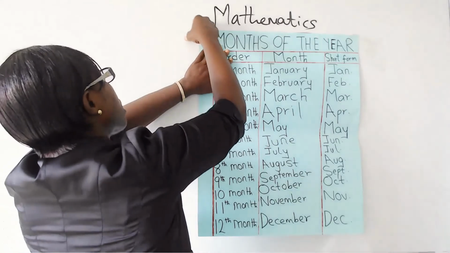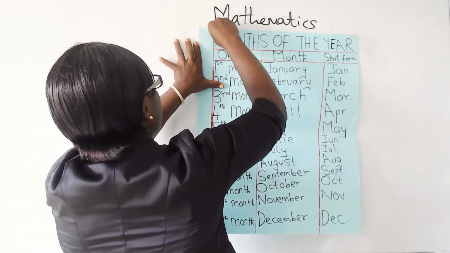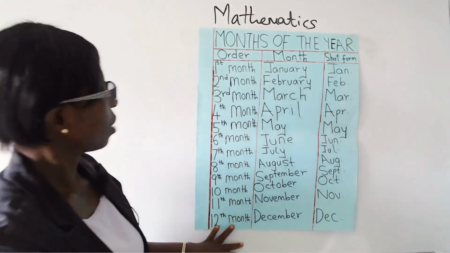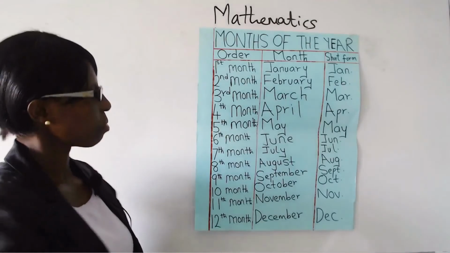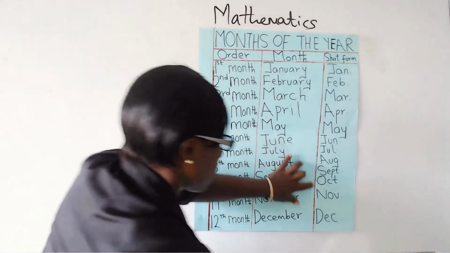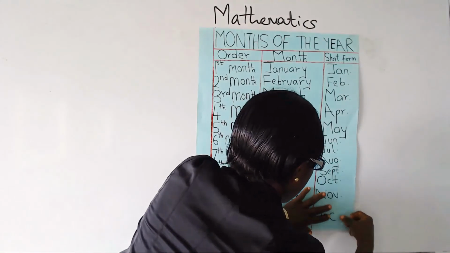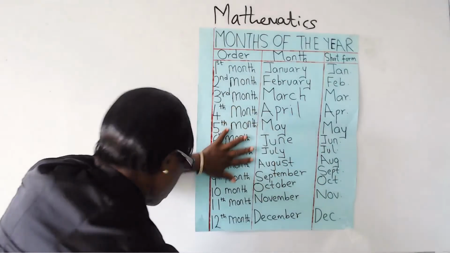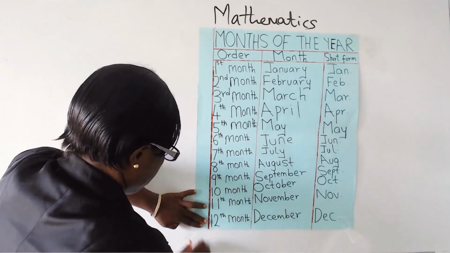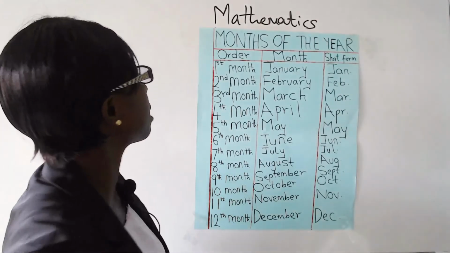Months of the year. Okay. I hope it's very strong. All right. Months of the year. Okay. Let me tag it again. This one is a little tiny, but it will be strong. All right. Now let's take it. Months of the year.